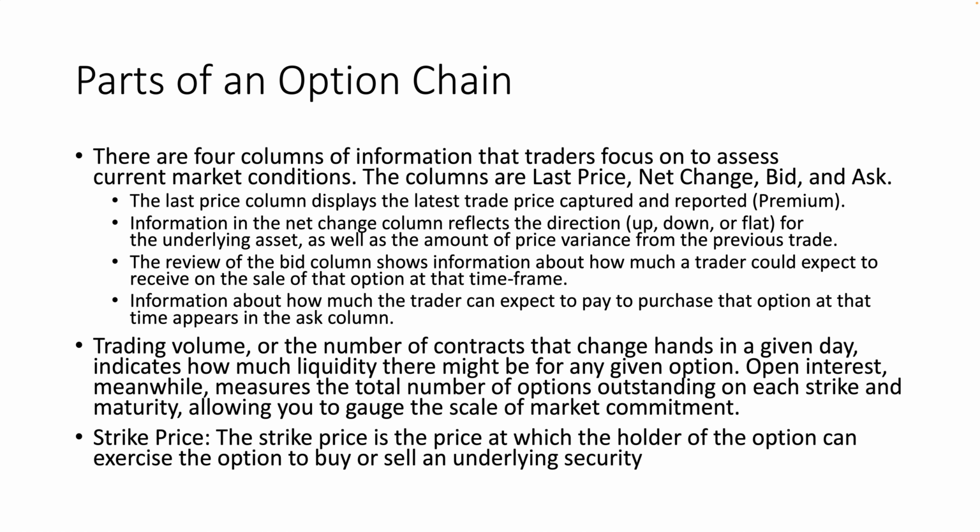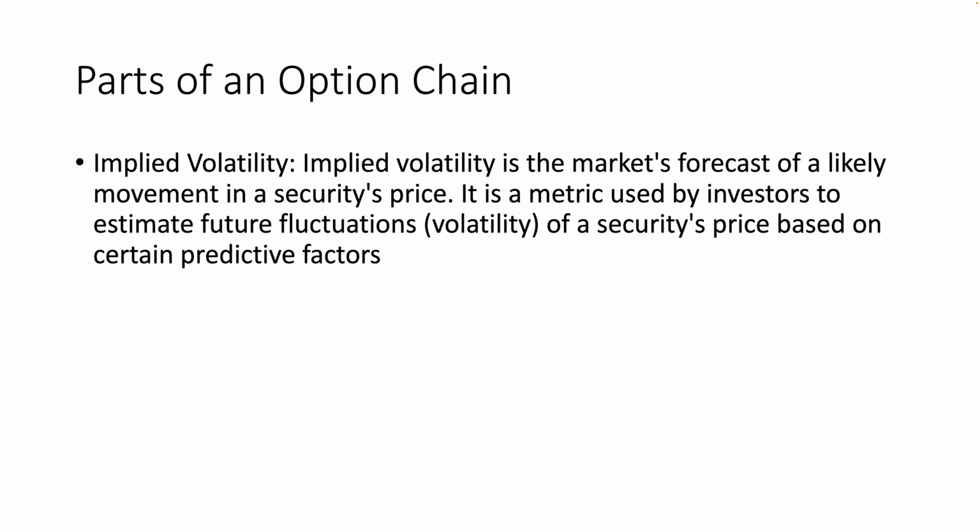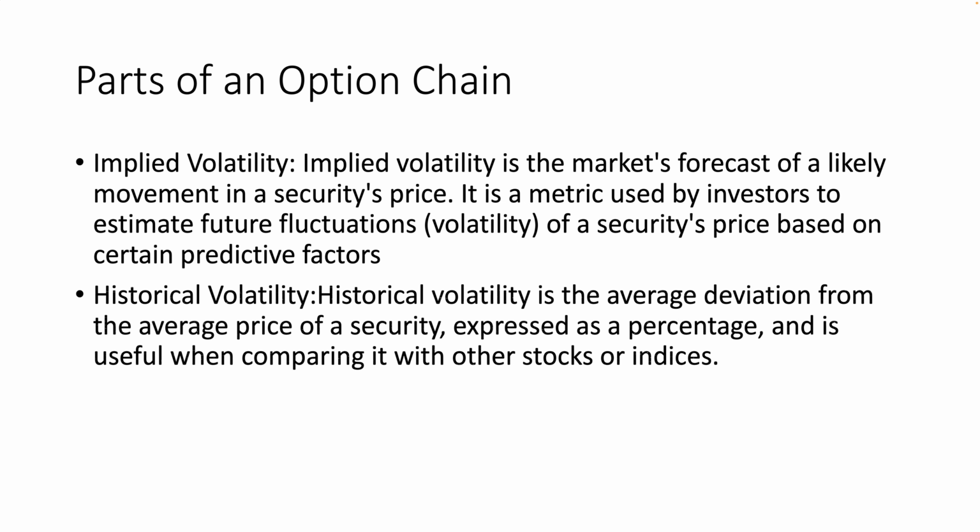Strike price. Now, this is a word that comes up quite often. It's the price at which the holder of an option can exercise the option to buy or sell the underlying security. Additionally, we also see on some option chains implied volatility, which is the market's forecast of a likely movement in a security's price. It's a metric used by investors to estimate future fluctuations, volatility in other words, of a security's price based on certain predictive factors.